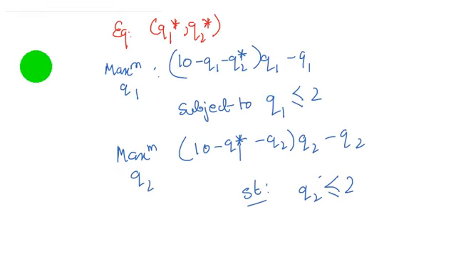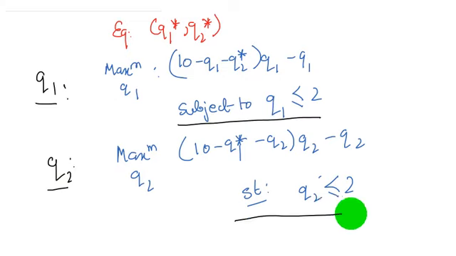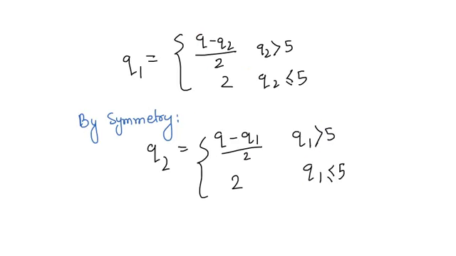Thus for this question we have similar reaction functions except with a slight change. The change over here is with the constraints that we now have, that is Q2 is less than or equal to 2 and Q1 is less than or equal to 2. Now just like the first question, we'll solve and get the values using the standard procedure.